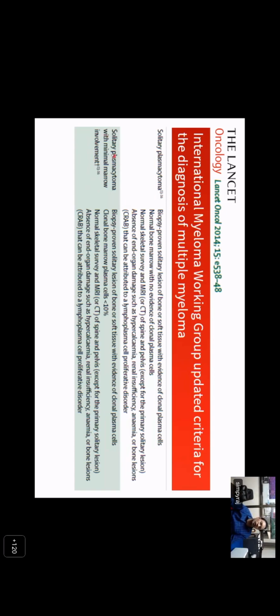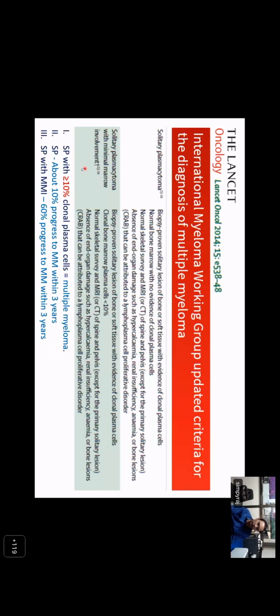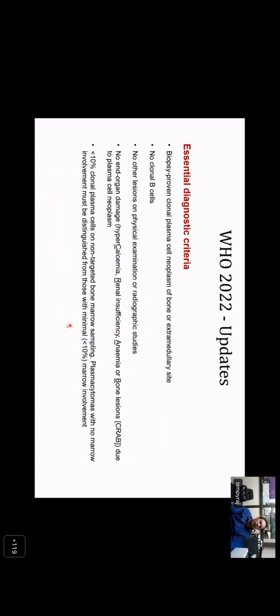And we have another entity, that is solitary plasmacytoma with minimal bone marrow involvement. The reason is the increased incidence in this category of plasmacytoma with minimal bone marrow involvement. There is a high risk of progressing to multiple myeloma, and that's why they have defined this entity separately. But if you have plasmacytoma with more than 10% plasma cells, then we have to consider it multiple myeloma, because of the high rate of progression, more than 10% chance of progression to multiple myeloma within 3 years. These are the same things that have been updated in WHO 2020.